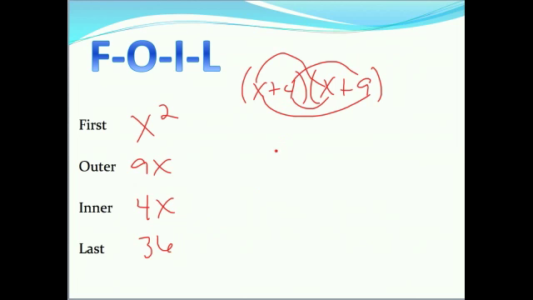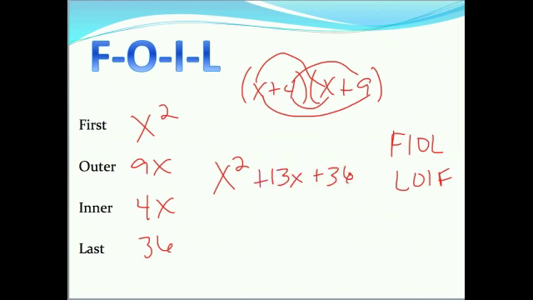Now notice one thing. We spell FOIL because that's a nice cute word. If we wanted to spell FILO or LOIF or whatever word we wanted to spell, we're still going to multiply the same combinations. It doesn't matter what order you multiply them in. You're still going to get this. And when you write them, you're going to want to write them in descending order. So we're going to have x squared plus 13x plus 36.